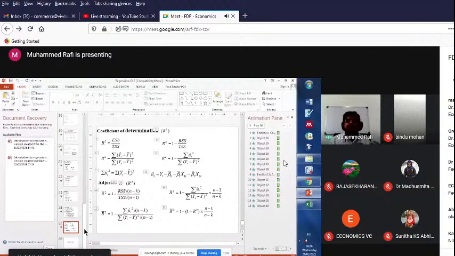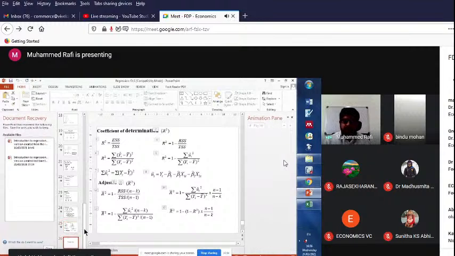The properties of these parameters, the BLUE properties, will be explained in the next class by Harsh. So I'll wind up here.